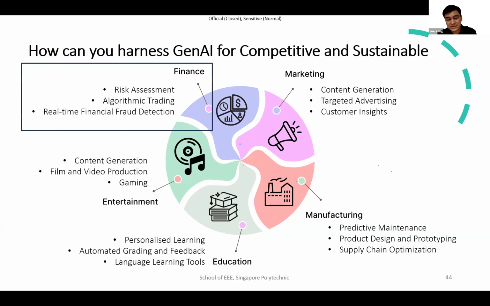Yeah, we start off with the finance industry. So how is Gen AI used in the finance industry? Mainly in risk assessment and algorithmic trading. For some trading applications, there is AI built into it, so you can use that AI to, for example, schedule buying certain stock shares. And real-time financial fraud detection can be done using AI.